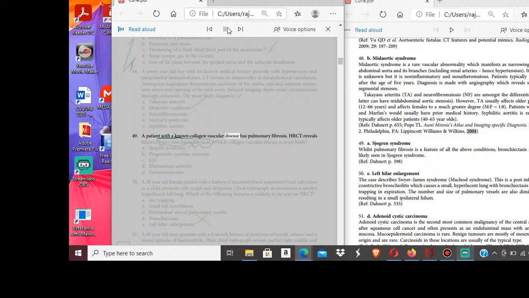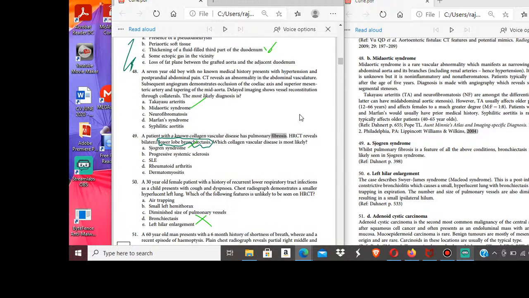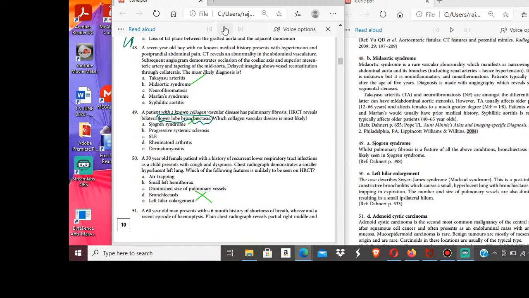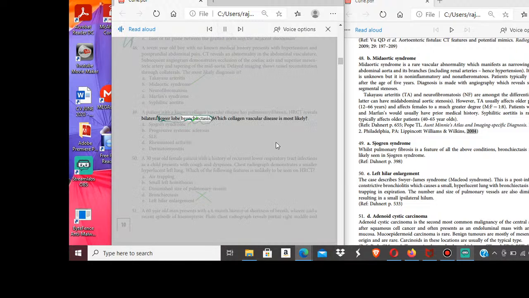A patient with a known collagen vascular disease has pulmonary fibrosis. HRCT reveals bilateral lower lobe bronchiectasis. Which collagen vascular disease is most likely? A. Sjogren's syndrome, B. Progressive systemic sclerosis, C. SLE, D. Rheumatoid arthritis, E. Dermatomyositis.